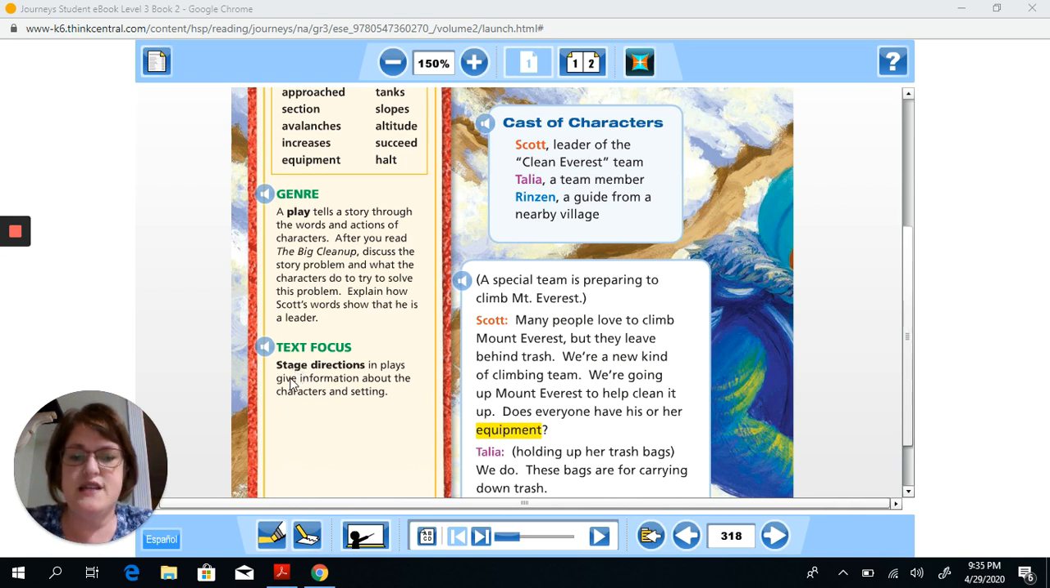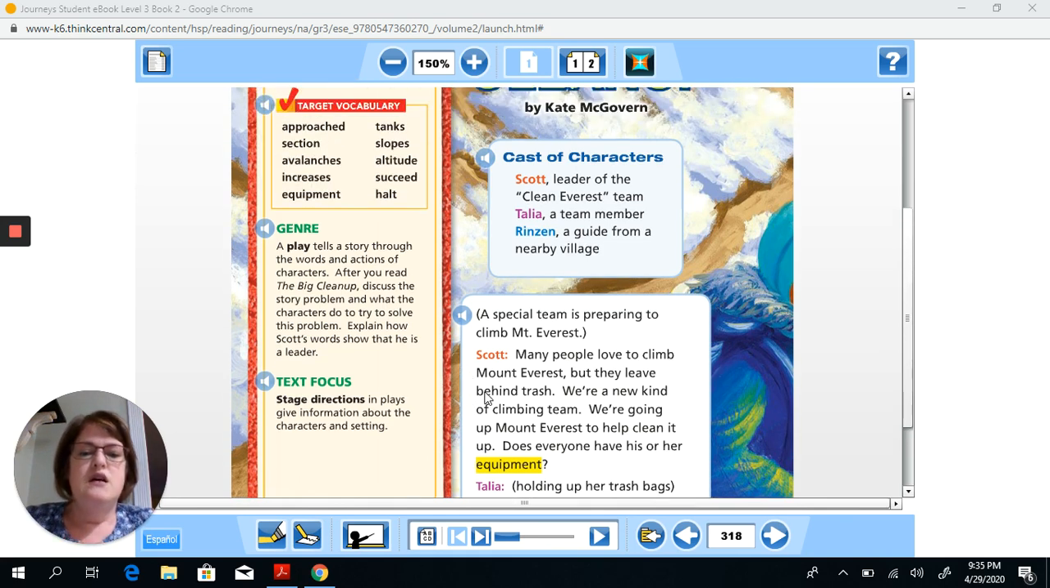Okay. Let's see, text focus here, stage directions. This is something that we've discussed before with drama, and we were actually about to start that, boys and girls, before school let out. We were going into drama and plays, and we were going to focus on these parts again. But the stage directions in plays are just a little bit more information that the author gives us about the characters and the setting, kind of tells us what's happening and what's going on.